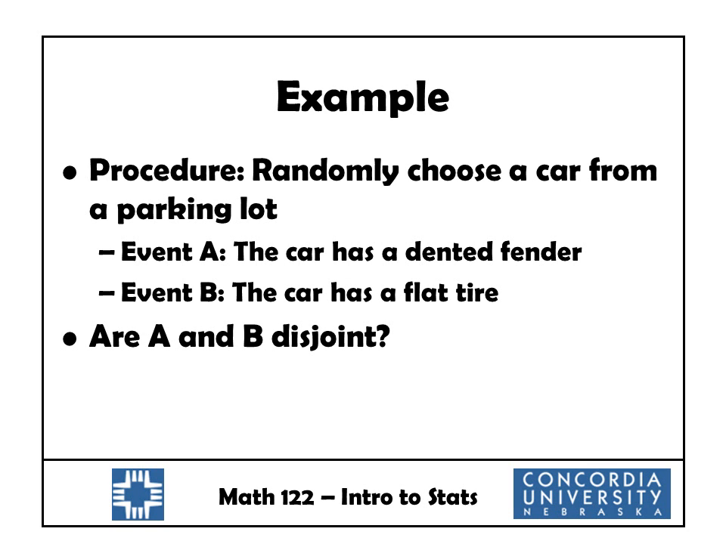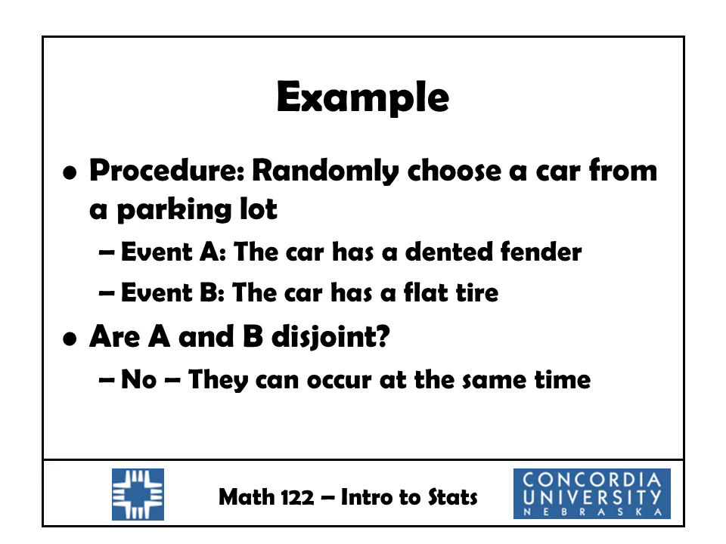Let's look at a couple of other examples. These don't have anything to do with this marijuana drug test. But let's consider the procedure of randomly choosing a car from a parking lot. So let event A be the event that the car has a dented fender, and B, the car has a flat tire. Are they disjoint? Well, we've got to ask ourselves, is it possible for these to occur at the same time? So is it possible for a car to have a dented fender and a flat tire at the same time? The answer is yes. So they are not disjoint because they can occur at the same time.